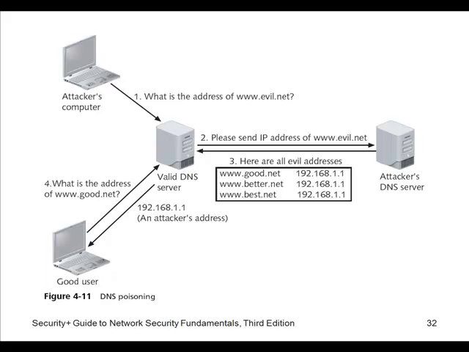DNS poisoning. This is the one that they go through. Evil.net. What Evil.net does is it gets a redirect to the valid DNS server. The valid DNS server then gets the bad addresses in it. Well, once the valid DNS server gets the bad addresses, then it's going to send them to all of its DNS friends.